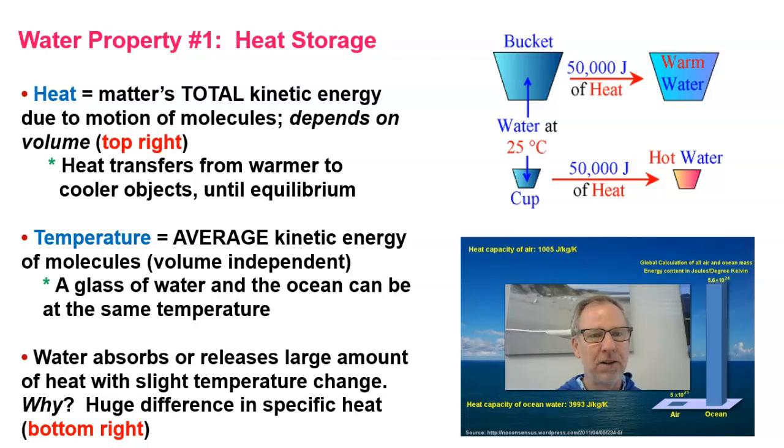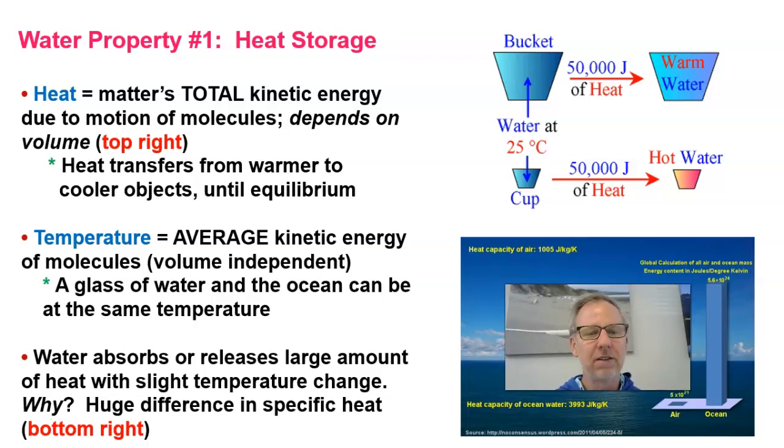That's temperature. Again, going back to heat, the amount of heat, the total energy in the ocean versus the total energy in a cup is astronomically different. But temperature is not total. Temperature is average. So you can have the same temperature in a giant body of water or a small body of water. Now, water absorbs or releases large amounts of heat with just slight temperature changes.